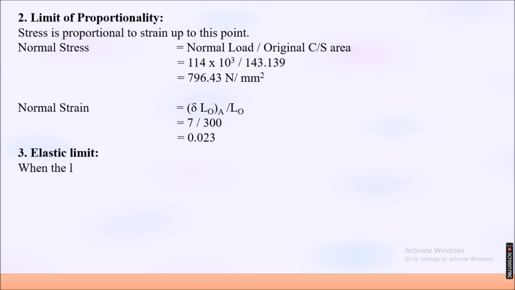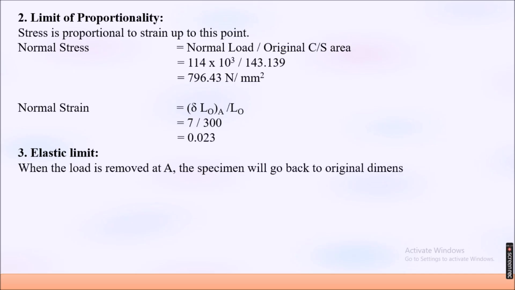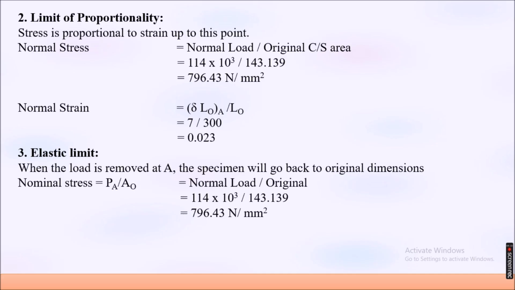3. Elastic limit. When the load is removed at A, the specimen will go back to its original dimensions. Nominal stress is load divided by original cross-section area: 114 × 10^3 divided by 143.139, which gives 796.43 N/mm². Nominal strain is 7 divided by 300, which is 0.0231. If the specimen is loaded beyond the elastic limit, it will undergo permanent strain, in other words, plastic deformation.